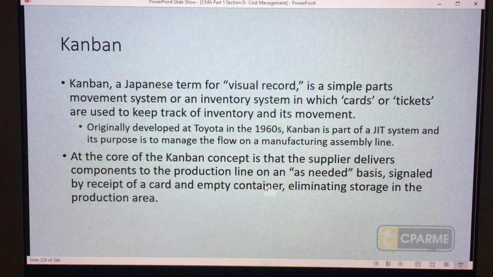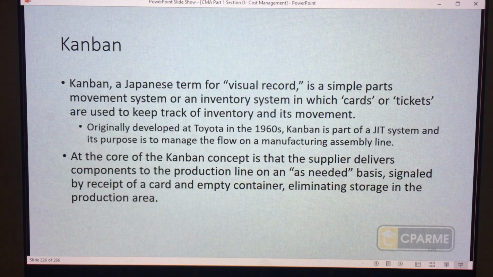Kanban is a term that is used for a visual record. Ano ang nakalagay lang naman doon sa Kanban? Bilisan natin nang konti dito. In your Kanban, these are essentially cards or tickets. Ang unang gumamit nito was Toyota in 1960. Actually, maraming na-spearhead ang Toyota in terms of managerial strategies. At the core of your Kanban concept is that the supplier would deliver your materials or requirement to the production line as it is needed.